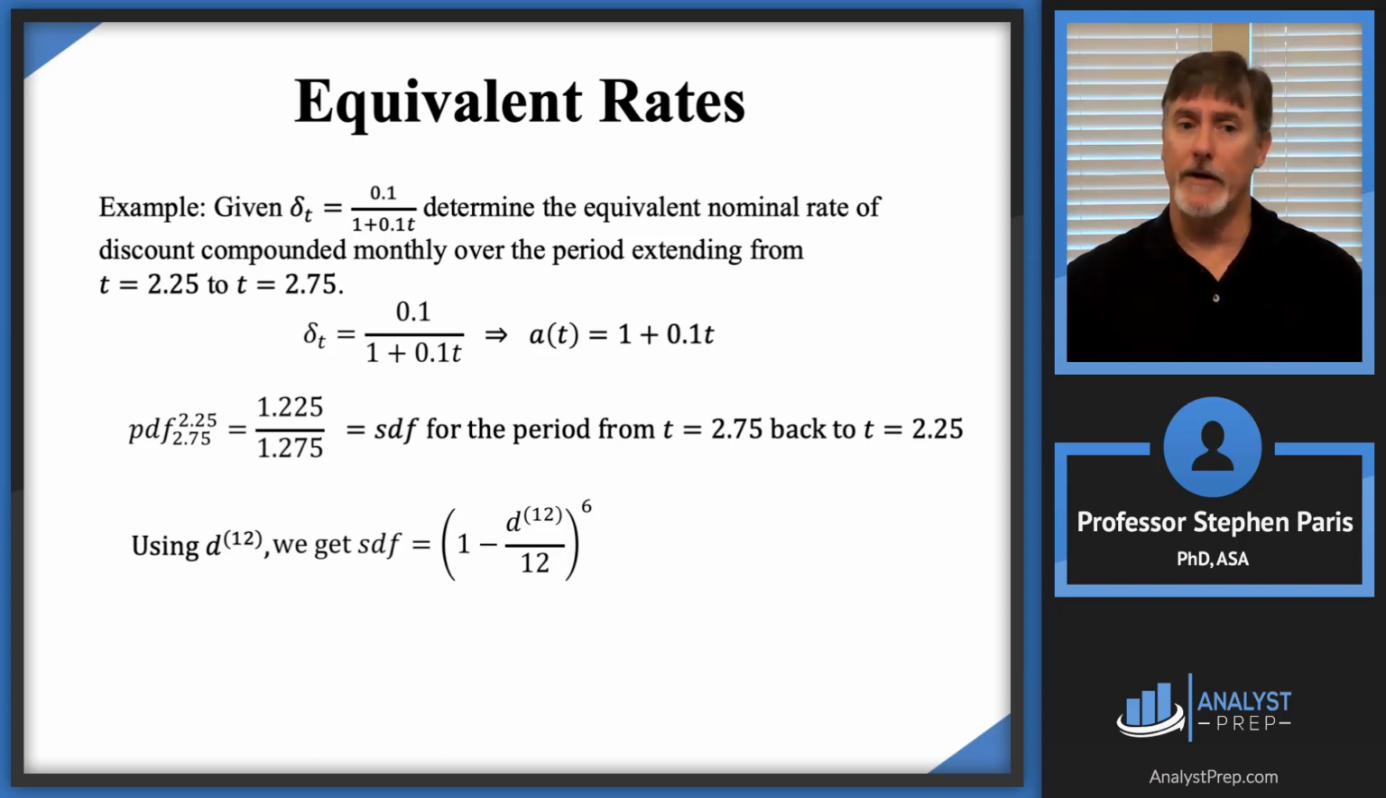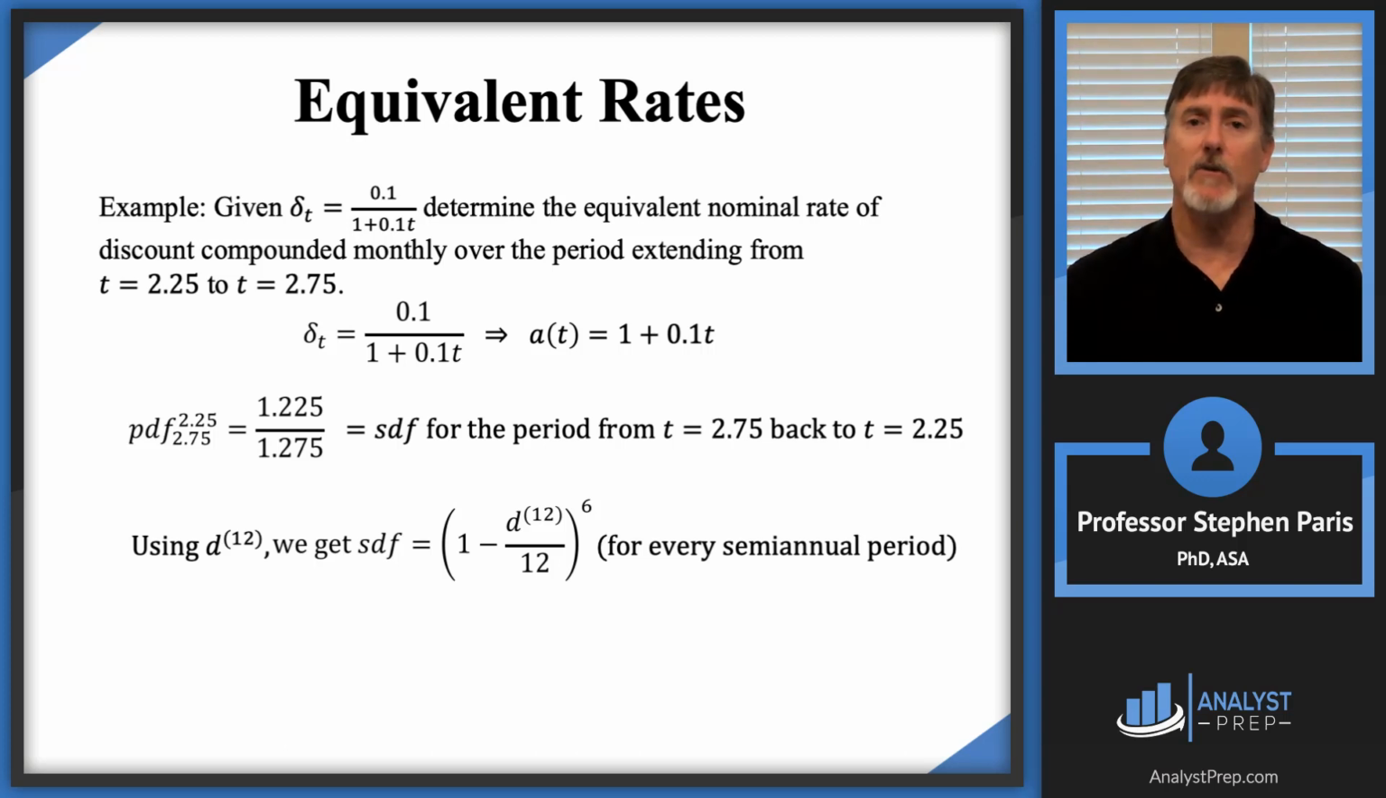Now, the point here is that I kind of slipped a word in here, I was kind of sneaky. I said, that's the semi-annual discount factor. It is. It's the semi-annual discount factor for every semi-annual period. Every semi-annual period has the same semi-annual discount factor when we're compounding, and it would be this if we're compounding using a nominal discount rate compounded monthly. It's true for every semi-annual period. So in particular, that's the semi-annual discount factor for the period from 2.75 back to 2.25.